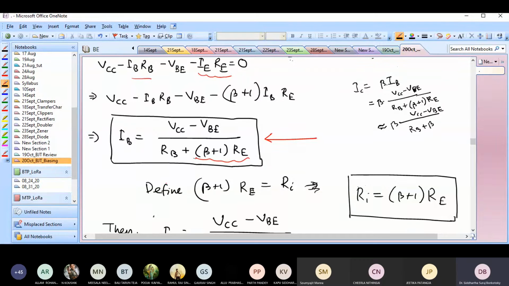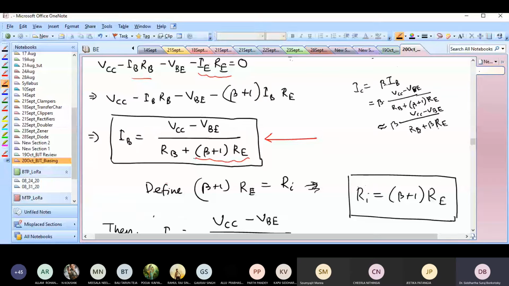Okay, so that's correct. The VBE should be VBE. So now VCC minus VBE, we are not touching that, but beta plus 1 is approximately equal to beta. Let's make that approximation because beta is large. Beta can be, let's say, 300. 300 and 301 are approximately equal.